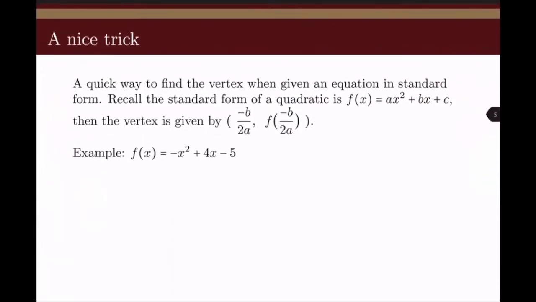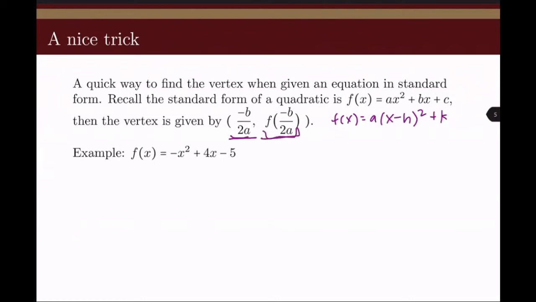So completing the square is a long and taxing process, but we would like a fast way to find the vertex when we're given an equation in standard form. And we can do that by taking the negative b over 2a as our x value, or our h really, and then this would be our y value, just plugging that back in.